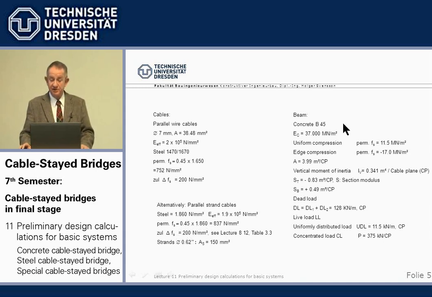Concrete beam, we assume with concrete B45 with a modulus of elasticity, and service load stresses I give here from old codes. I mean, normally we do final design at the ultimate stage with load factors, but we remain here with permissible stresses at service. That's easier for a preliminary calculation. And we have the section properties.